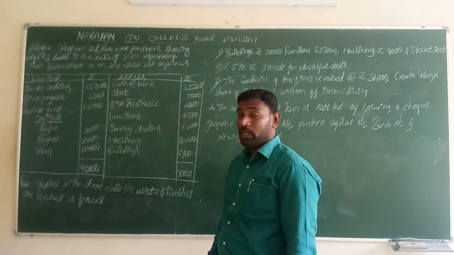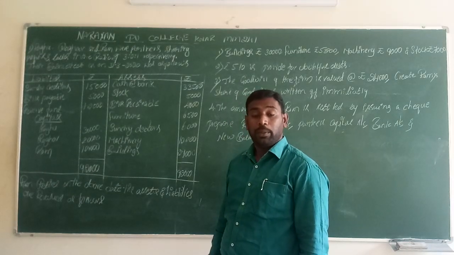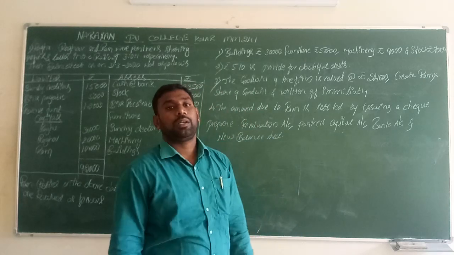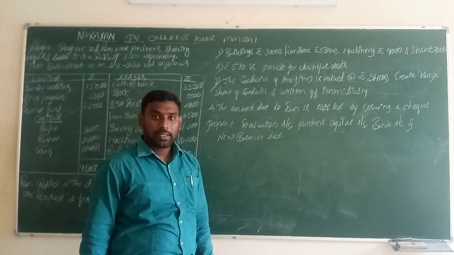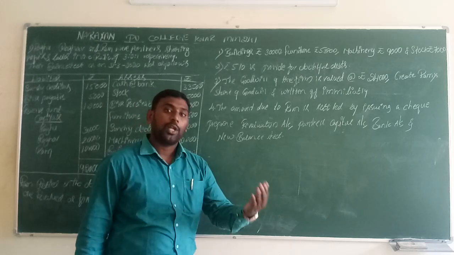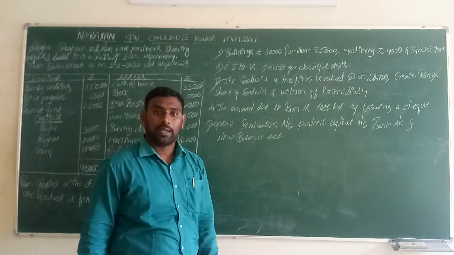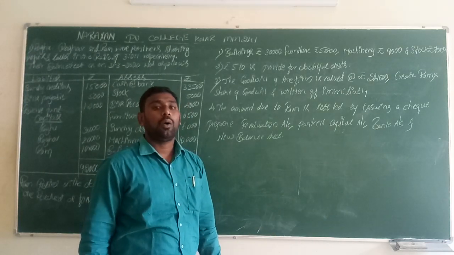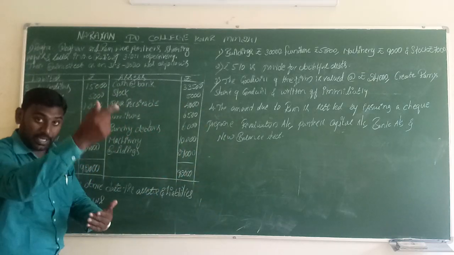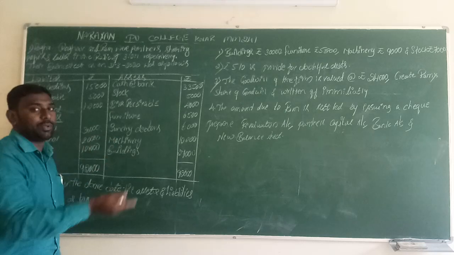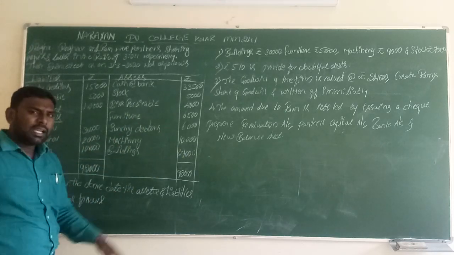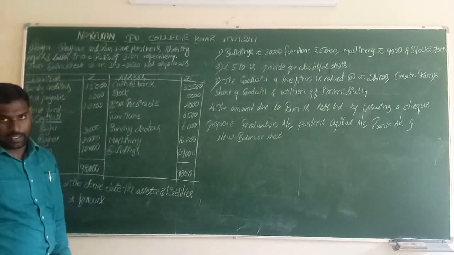In this question, we have to prepare four accounts, that is, revaluation account, partners' capital account, bank account, as well as the balance sheet of the new firm after retirement of a particular person. How will the balance sheet be? Here the balance sheet is given before retirement. Now we have to prepare the balance sheet after retirement of a particular person. Let us discuss what things are given.